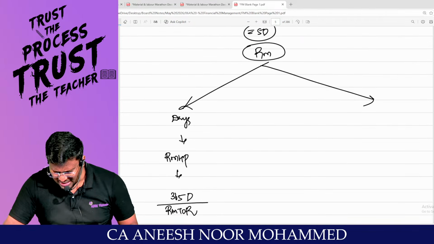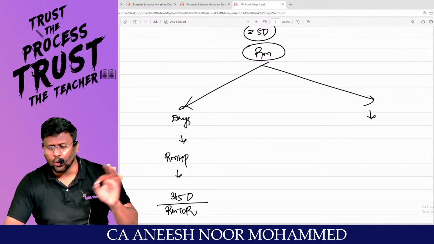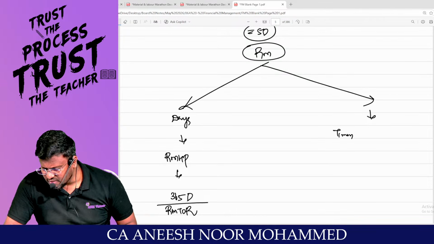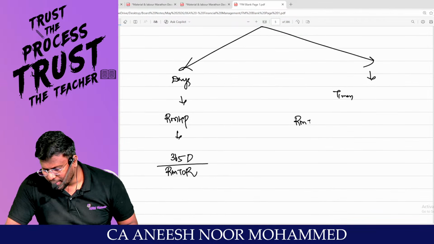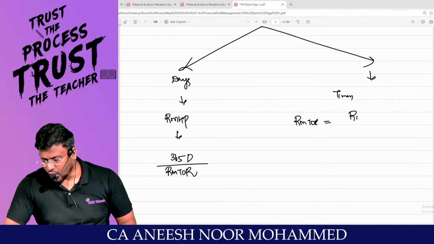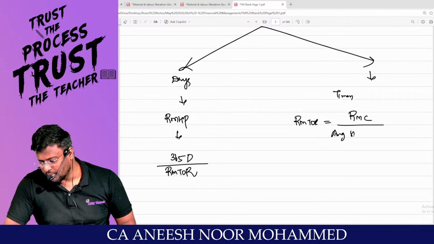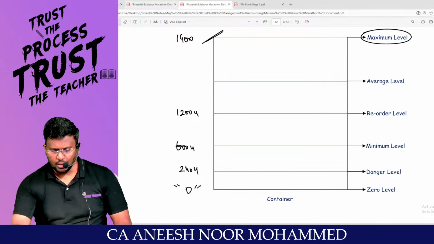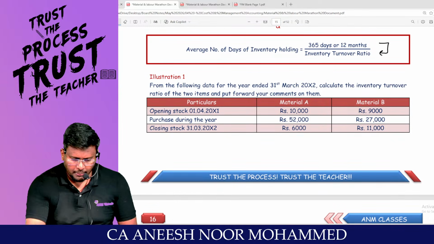What is this raw material turnover ratio? I don't want it in days, I want it in times. Then raw material turnover ratio is equal to raw material consumed divided by average stock of raw material. That's it. So we are going to crack that area by doing one question.